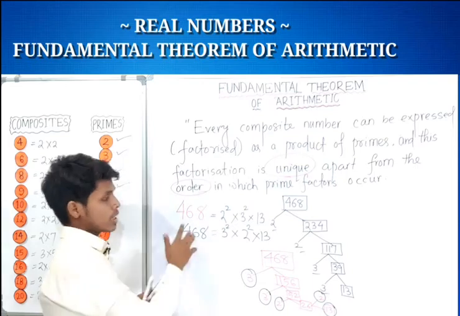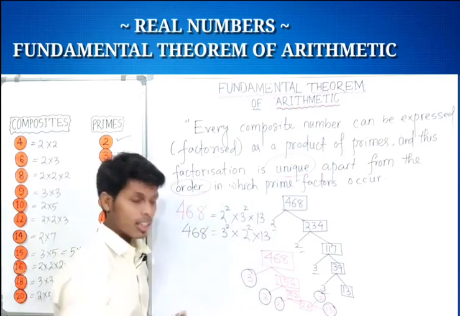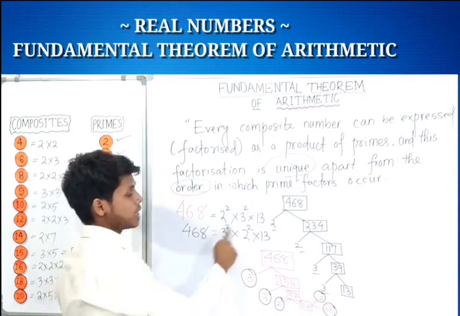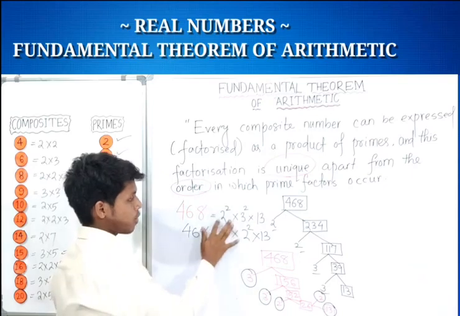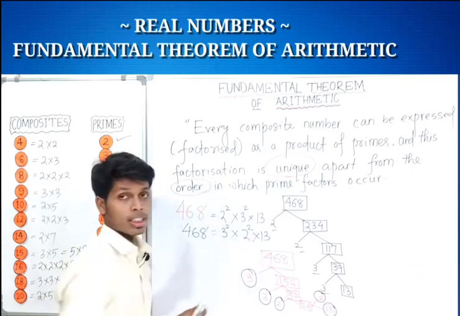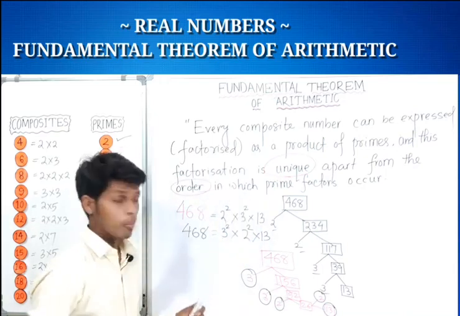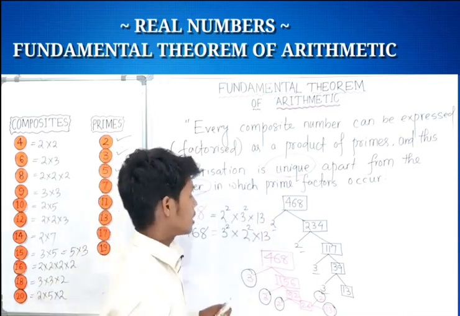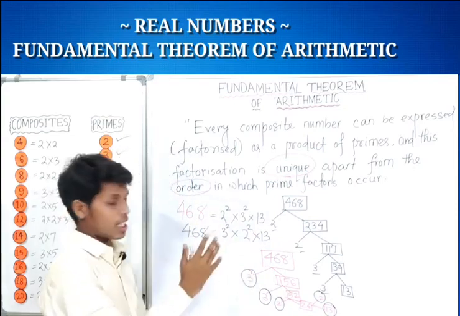This same 468 was written here as 2 squared times 3 squared times 13. Now it can be written as 3 squared times 2 squared times 13. Here 2 squared was at the beginning, and here 2 squared is in the middle. Here 3 squared was in the middle, here 3 squared is in the beginning, and coincidentally 13 is at the end in both the cases. But here the order is changed.